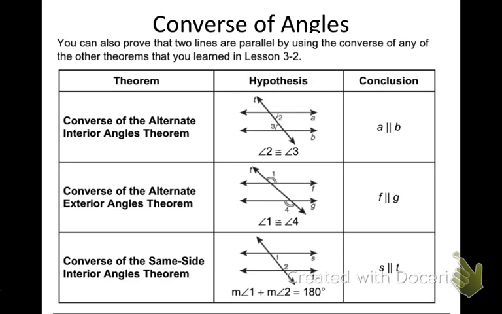All right, now, the same is true for alternate interior angles, alternate exterior angles, and same side interior angles. If alternate interior angles are congruent, the lines are parallel. If alternate exterior angles are congruent, the lines are parallel. If same side interior angles are supplementary, then the lines are parallel. So same idea as yesterday, just thinking in reverse order now.